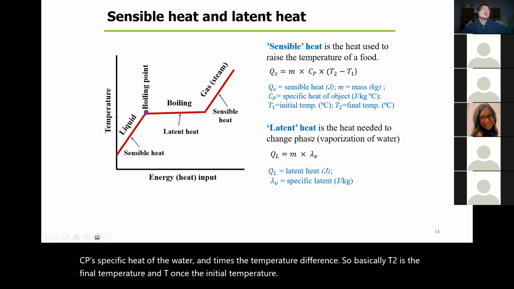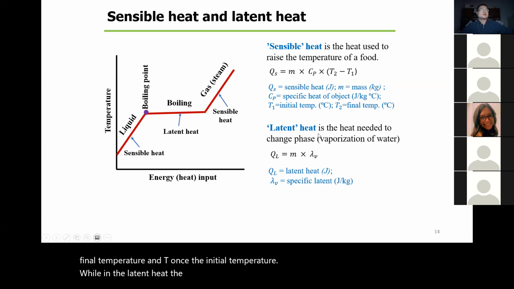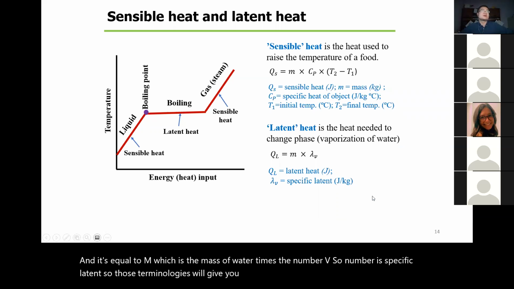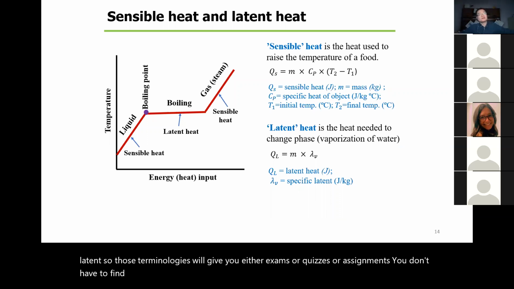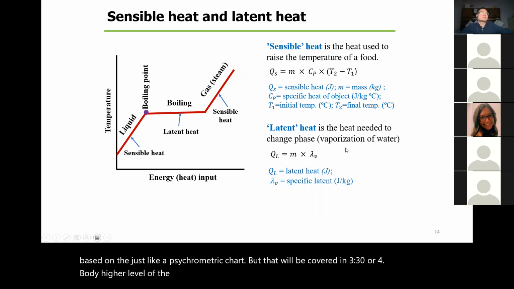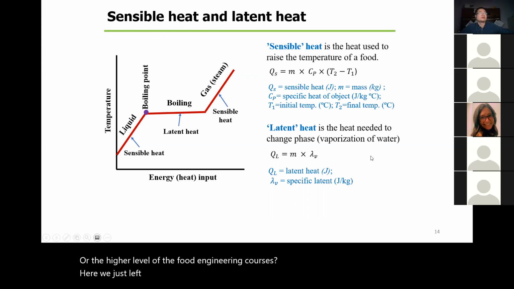While for the latent heat, the equation is different. We denote the latent heat using QL, and it's equal to M, which is the mass of water, times lambda V, where lambda is the specific latent heat. Those values will be given to you in exams, quizzes or assignments. You don't have to find them. There's actually a very complicated table where you can find all those numbers, just like a psychrometric chart, but that will be covered in higher level food engineering courses like 330 or 440. Here we just give you the numbers for you to calculate.